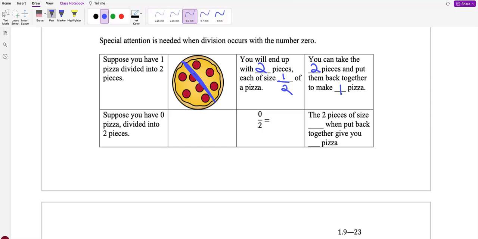Suppose I have 0 pizza, and I divide it into 2 pieces. 0 over 2 is 0. The 2 pieces are size 0. When I put those 2 pieces of size 0 back together, I have 0 pizza, okay, that works.